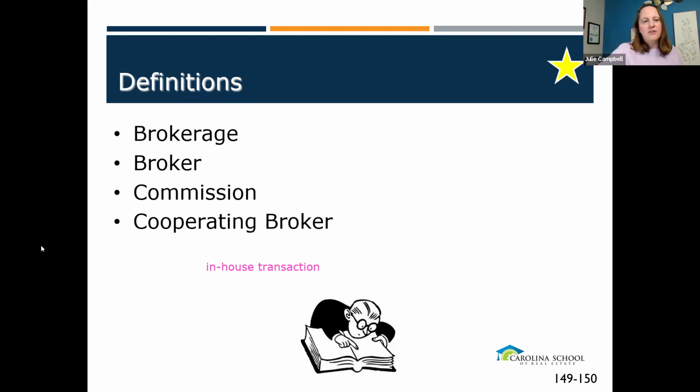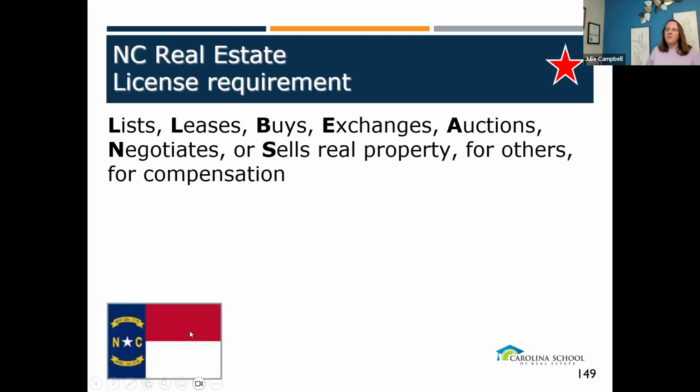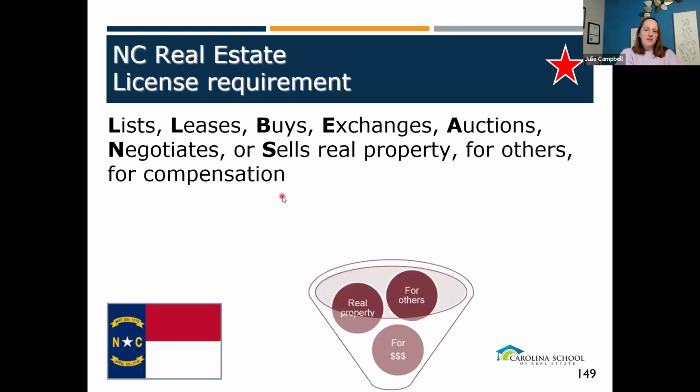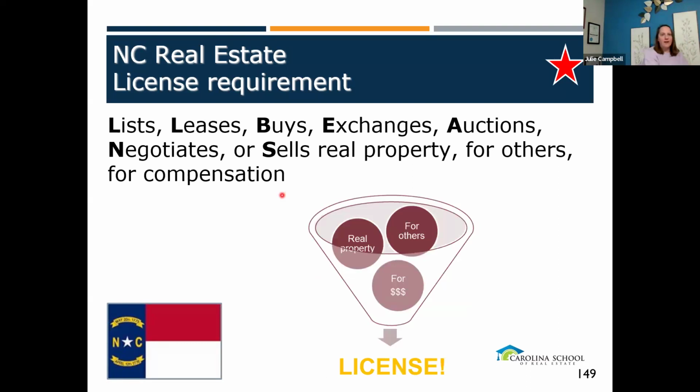In North Carolina, there are certain activities required. If you're doing all three of these activities, you must have a license. And these activities, list, lease, buy, exchange, auction, negotiate, or sell, is all about the transfer of real property. They're all about brokering a deal for others for compensation. And understand and always remember, all three pieces are required. There it is. All three pieces are required to have a license. The brokerage, the transfer of real property for others for compensation.